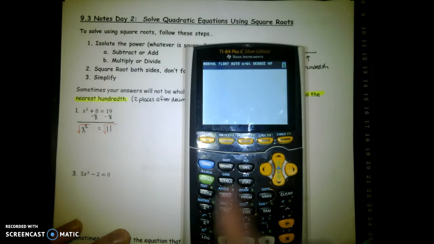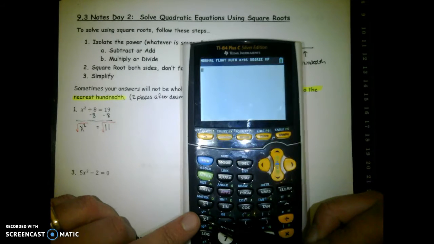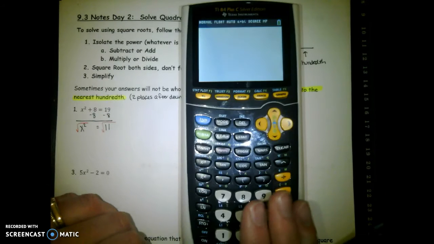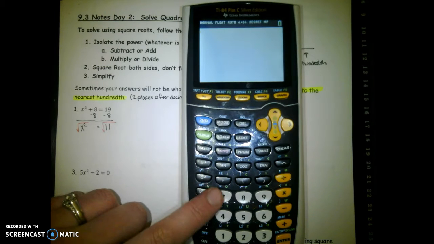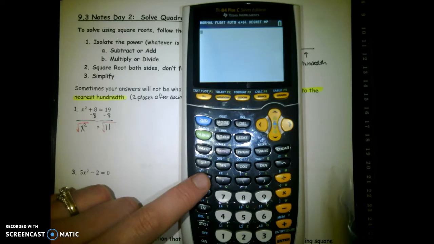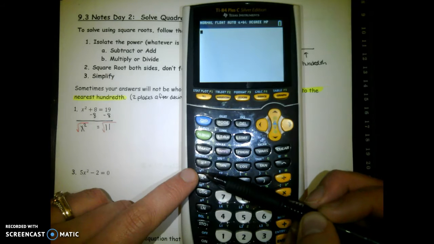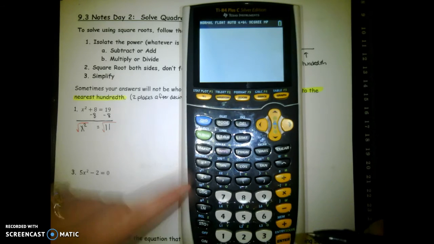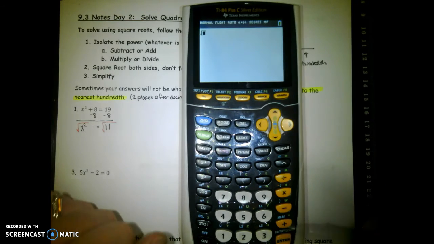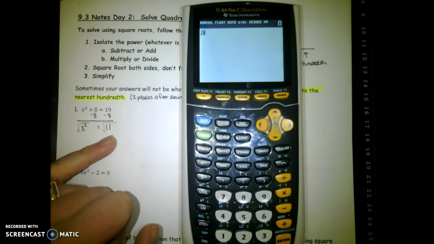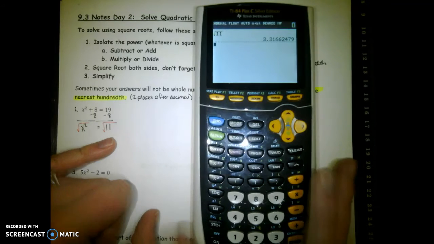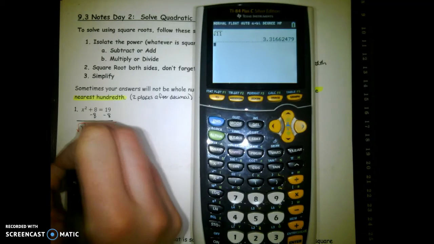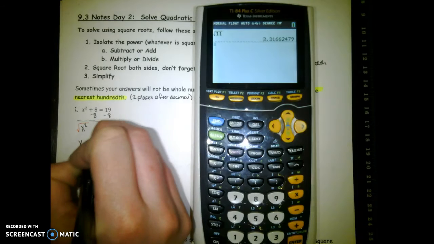So in my calculator, remember the square root is right above your x squared button. So if you're looking at this calculator, your x squared button is right up from the 7. And directly above that, you can see in blue the little square root symbol. So second square button, that gives us our square root of 11, 3.31662479.